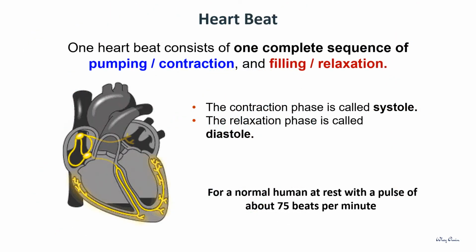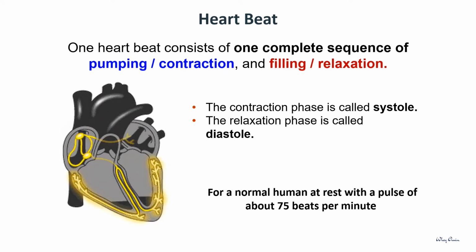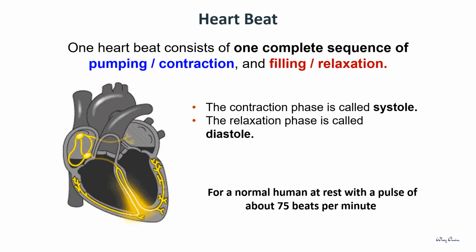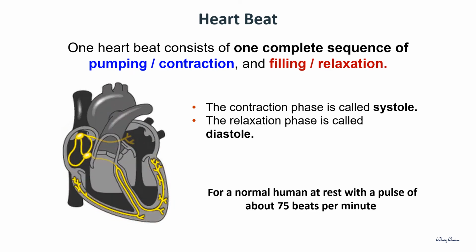One heartbeat consists of one complete sequence of contraction, which means the heart pumps the blood, followed by relaxation, which means the heart is filled with blood. So each contraction followed by one relaxation becomes one heartbeat. The duration when the cardiac muscle undergoes contraction is called systole. However, when the cardiac muscle undergoes relaxation, it's called diastole. So for a normal human at the resting state, the normal heartbeat should be 75 per minute.